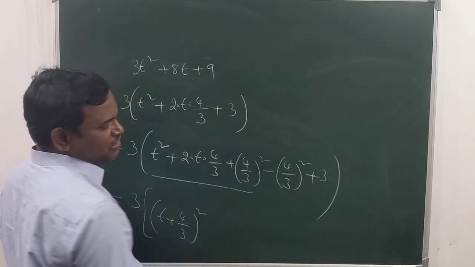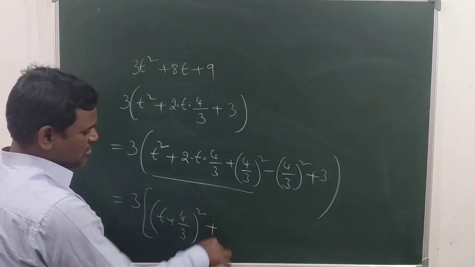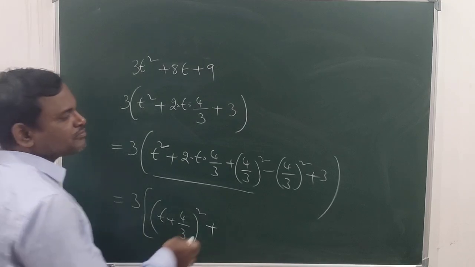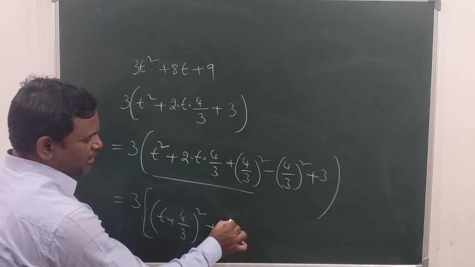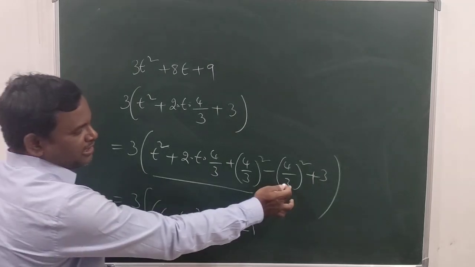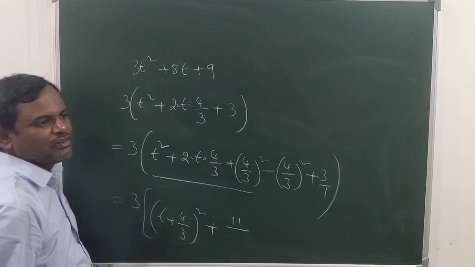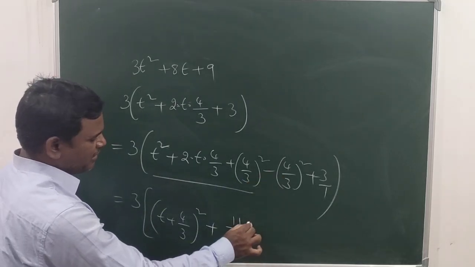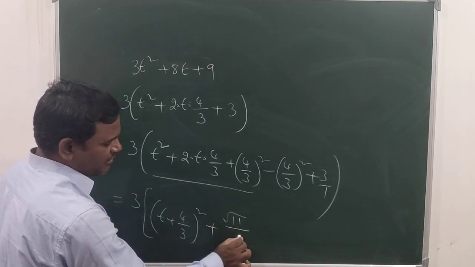So 9 3 is 27. 27 minus 16, which becomes 27 minus 16, students, which becomes 11. So 11 by, see, 4 square 16, 3 square 9, 9 3 is 27. 27 minus 16, 11. So 11 by 9 you will get here. This you can write as root 11 by 3 whole square.